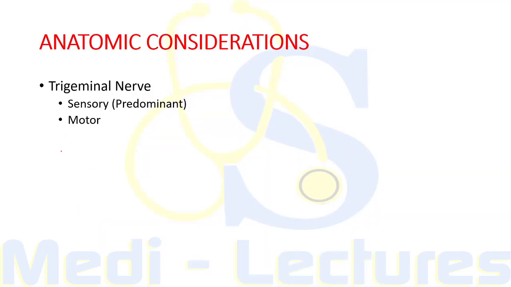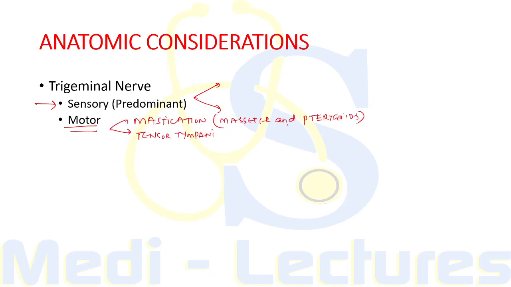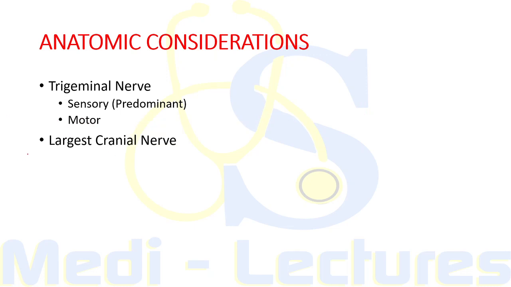When we consider the anatomy of the trigeminal nerve, it is a predominantly sensory nerve which supplies the skin of the face and anterior half of the head. The motor component is also present, which mainly supplies the muscles of mastication, that is masseter and pterygoids, as well as the tensor tympani muscle of the middle ear, which is required for hearing high pitched voices. The motor component is mainly from the third division of the trigeminal nerve, that is the mandibular division. It is important to note that it is the largest cranial nerve.